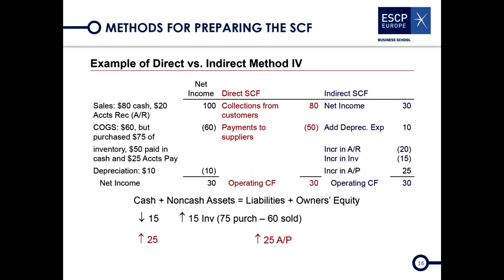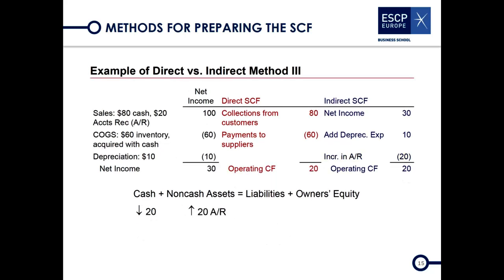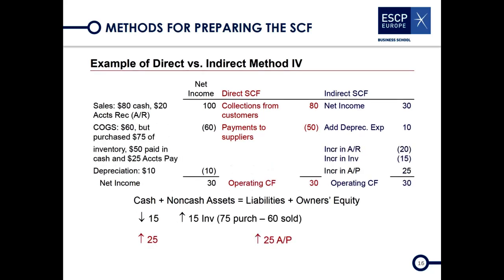Now the cost of goods sold. Remember we recorded 60 cost of goods sold, but now we get the information that throughout the period the company has purchased inventory of 75, of which they have paid 50 immediately and 25 we decided to pay later.